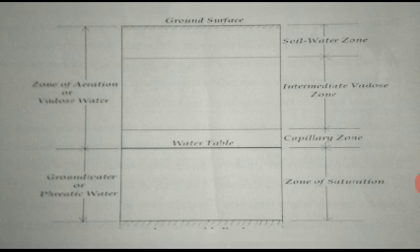Next is the soil water zone. The belt of soil water, which constitutes the upper portion of the zone of aeration, is limited to the surface layer penetrated by roots. Its thickness varies with the soil type and vegetation. The belt of soil water is the great reservoir of available root moisture upon which plant life depends.